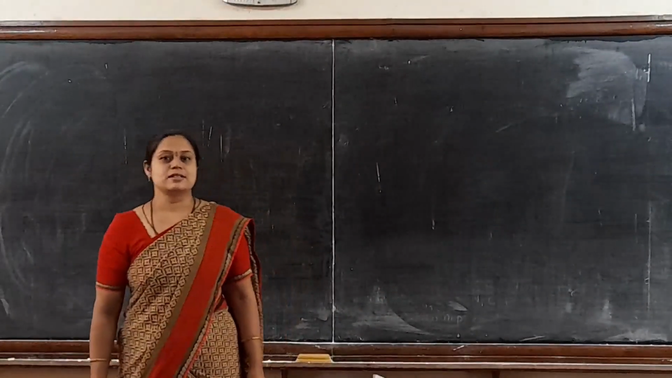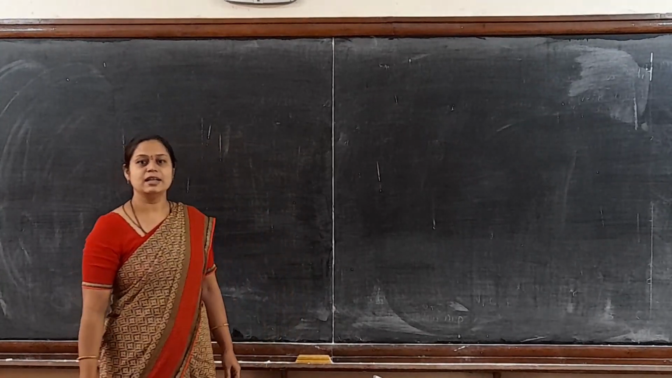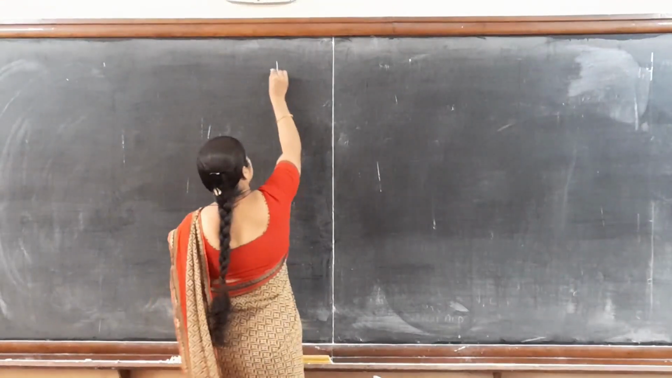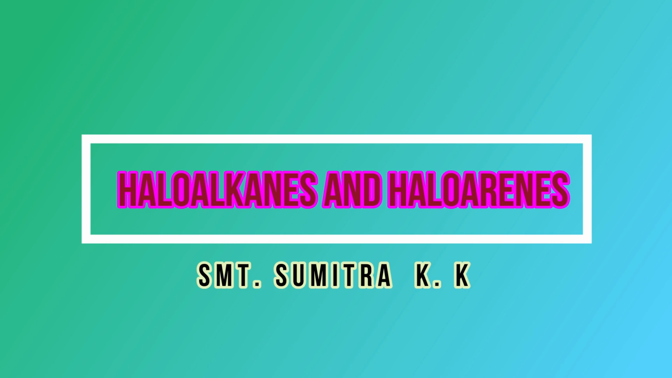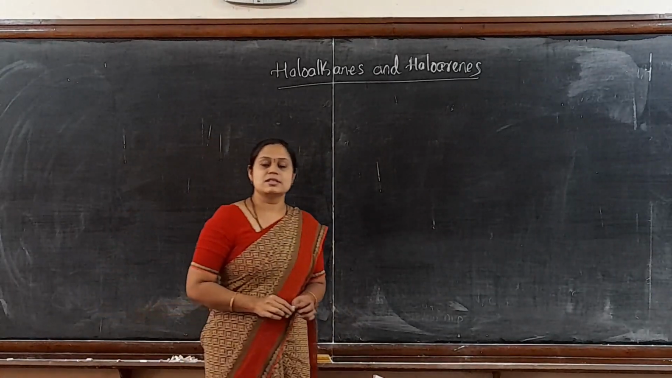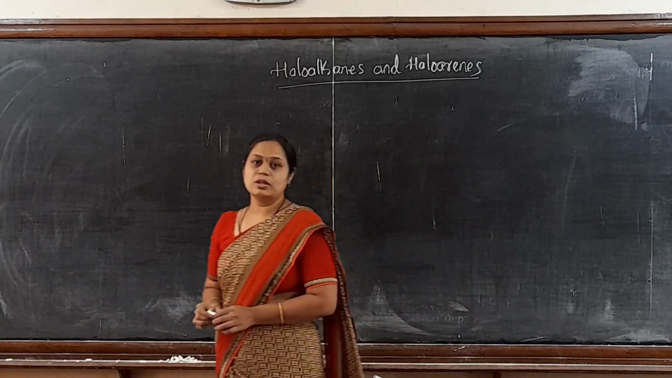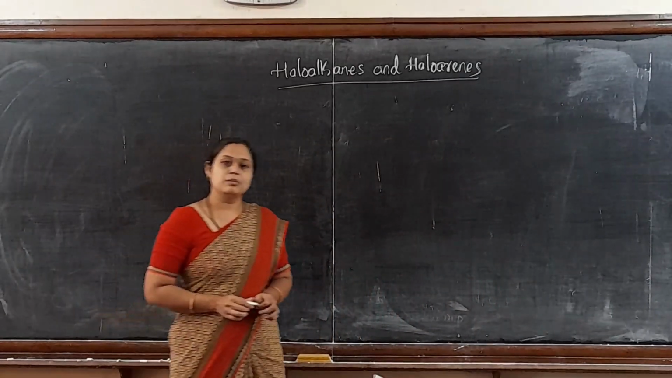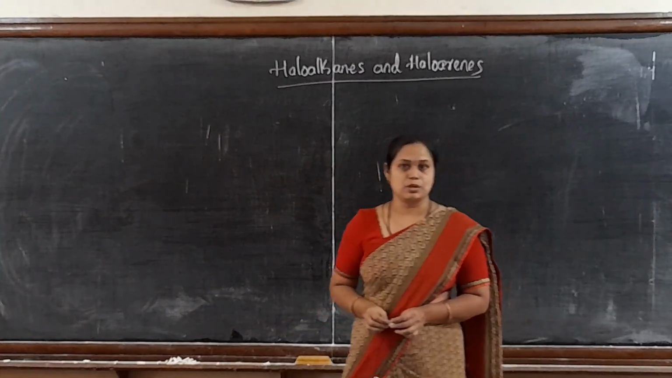We are going to discuss the first chapter of your organic chemistry, that is haloalkanes and haloarenes. In this chapter we are going to discuss the classification, nature of carbon and halogen bonds, the physical properties, chemical reactions and polyhalogen compounds.